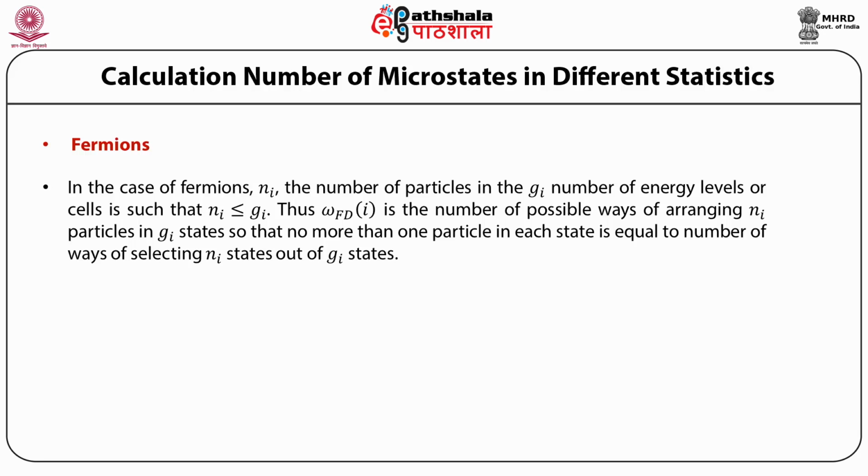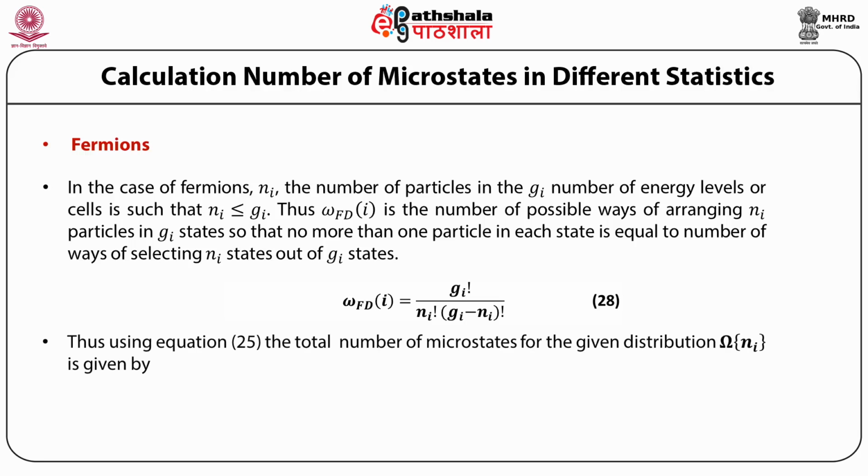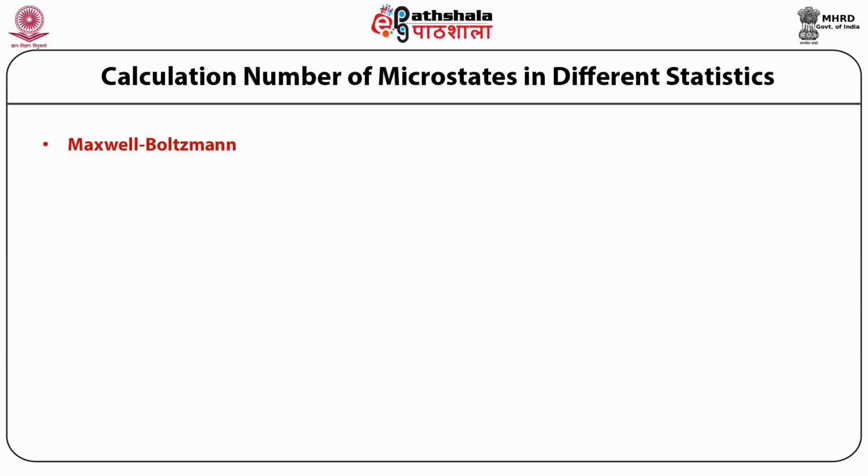And this can be written as omega FD is equal to Gi factorial divided by Ni factorial multiplied by Gi minus Ni factorial. Thus, using equation 25, the total number of microstates for the given distribution omega over the occupation number set Ni is given by omega FD is equal to product over i of Gi factorial divided by Ni factorial multiplied by Gi minus Ni factorial. Now let us go to the Maxwell-Boltzmann case.